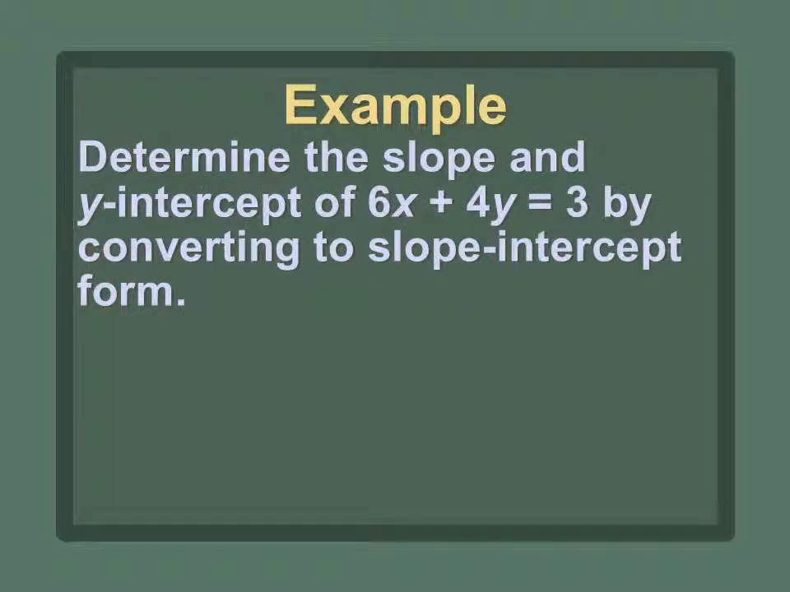So let's go ahead and practice. You can do this one yourself. I want you to determine the slope and y-intercept of 6x plus 4y equals 3, and you have to convert it to slope-intercept form.